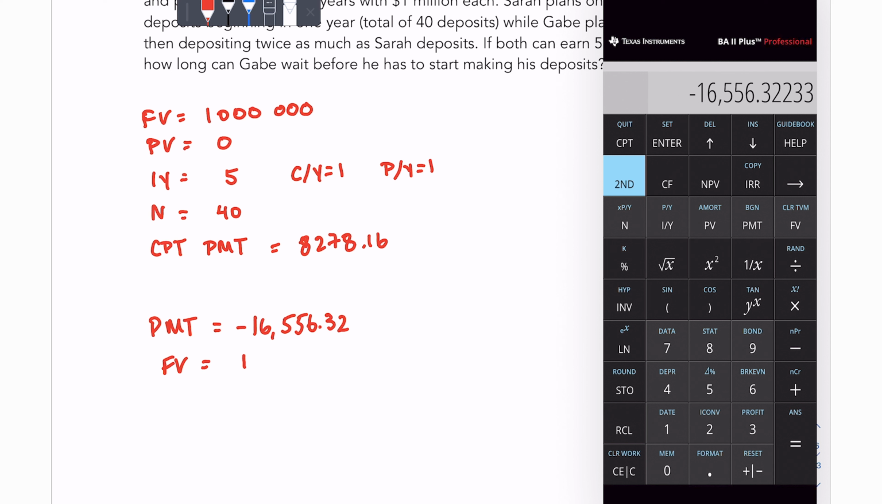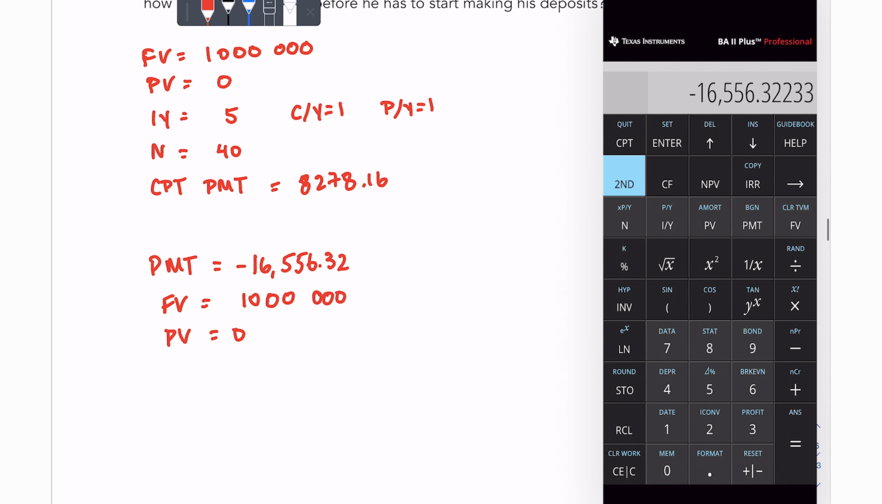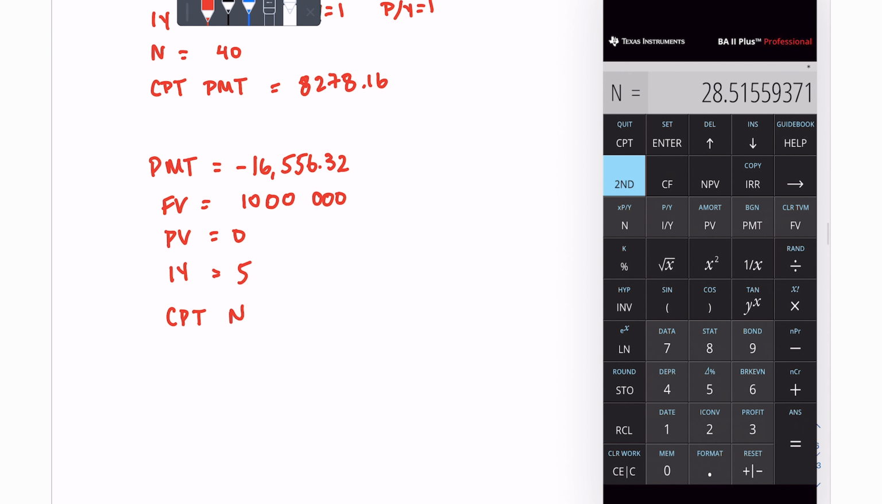His future value is also $1 million. His present value is 0. The rate is still 5%. This time we're computing N. So I'm going to set this 16,556 as my payment. $1 million is my future value, same as before. Present value, same as before. Interest rate, same as before. Compute N. So what we calculated here is that it would take Gabe 28.52 years to reach $1 million.